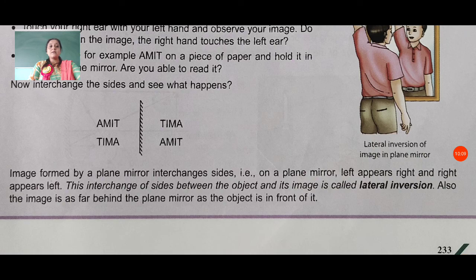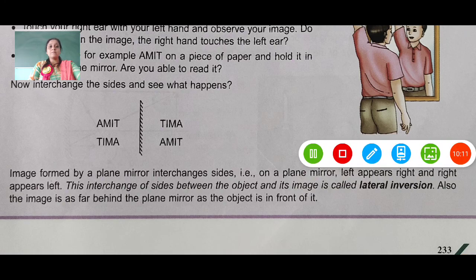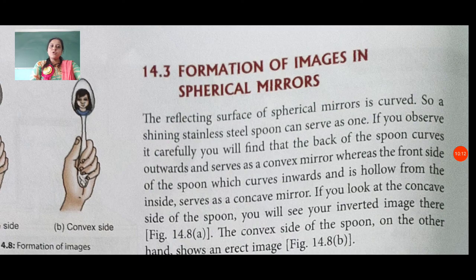Now we will discuss our next page. We have discussed the plane mirror. Now, formation of images in spherical mirrors. The reflecting surface of spherical mirrors is curved. So a shining stainless steel spoon can serve as one.